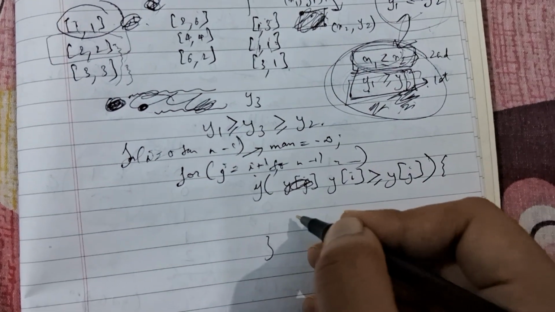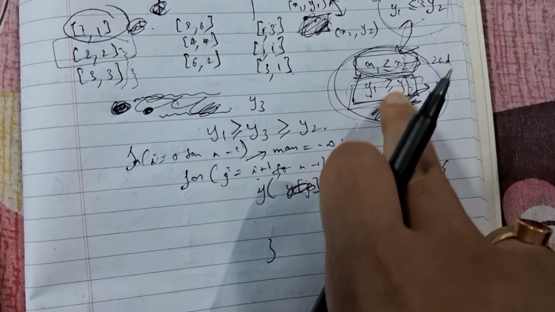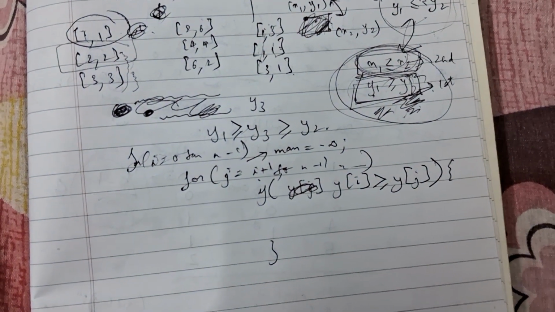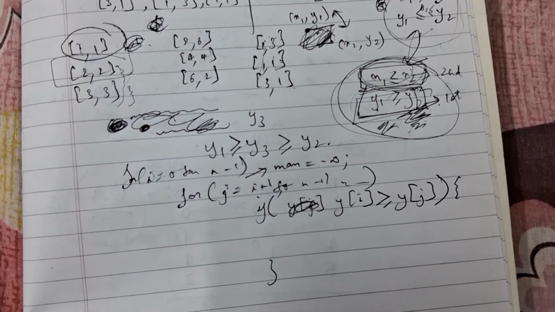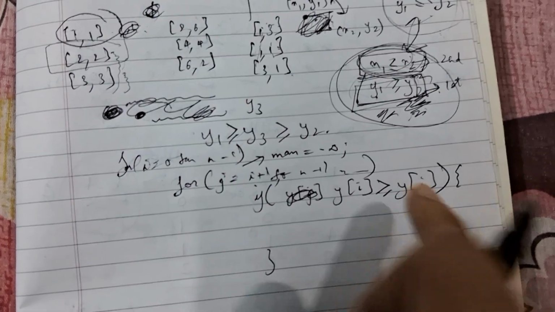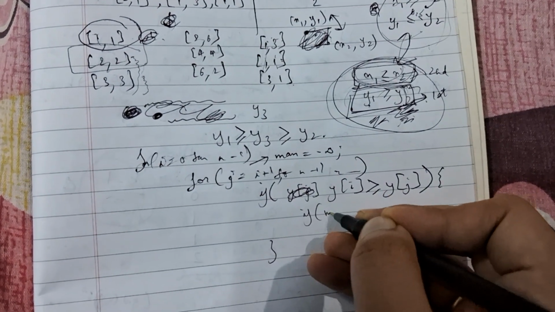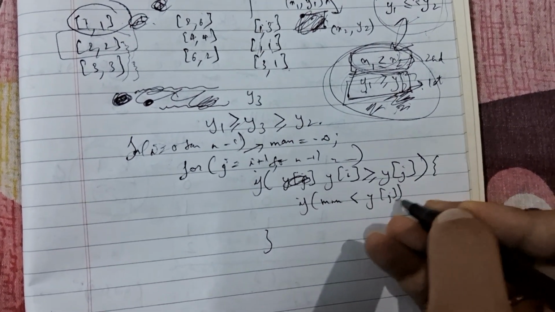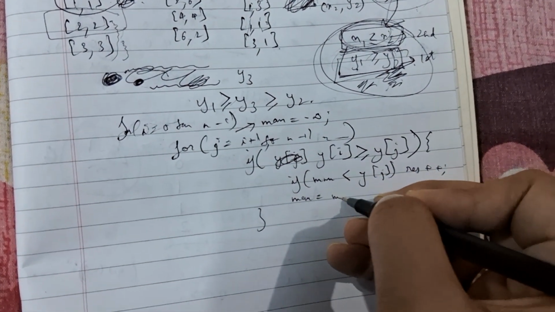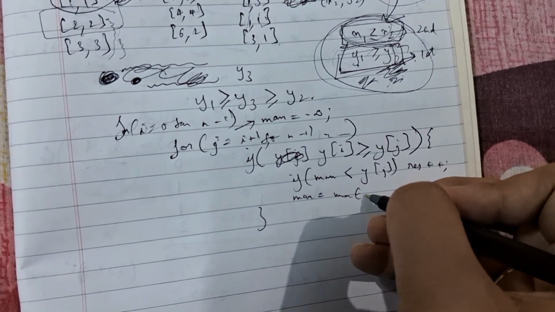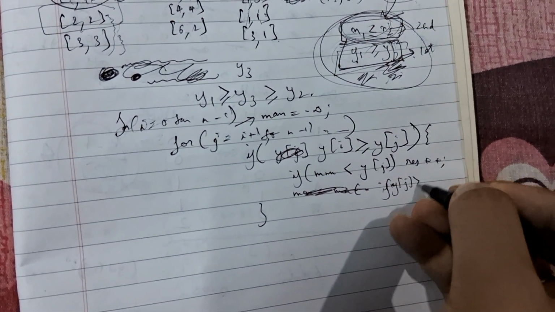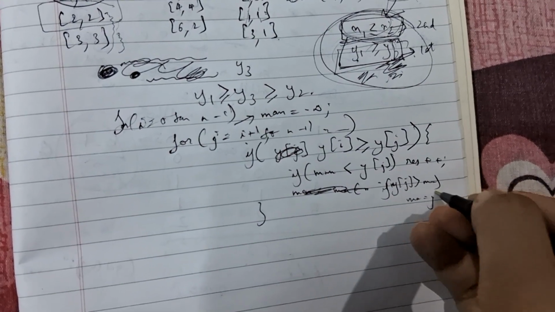inside this there is going to be another condition, that there is no other y3 in this position. Now we know that y3, even if it exists, is the maximum value. So the maximum value should be lesser than y of j. If the maximum value is lesser than y of j, then only result plus plus. And what is the maximum? If y of j is greater than maximum, then maximum is equal to y of j.